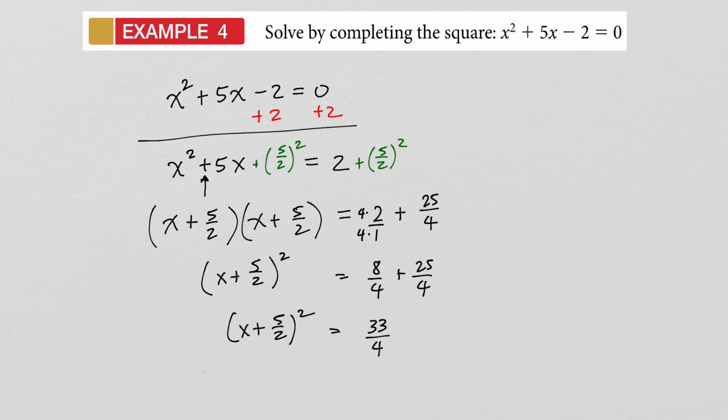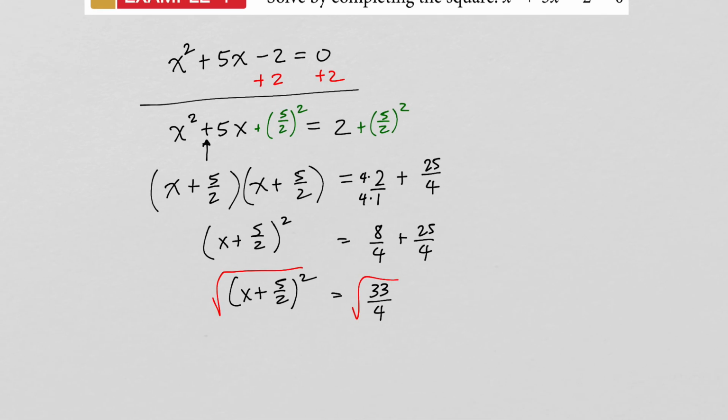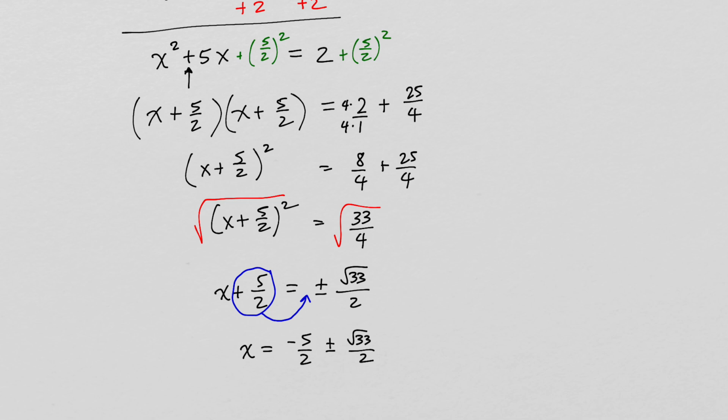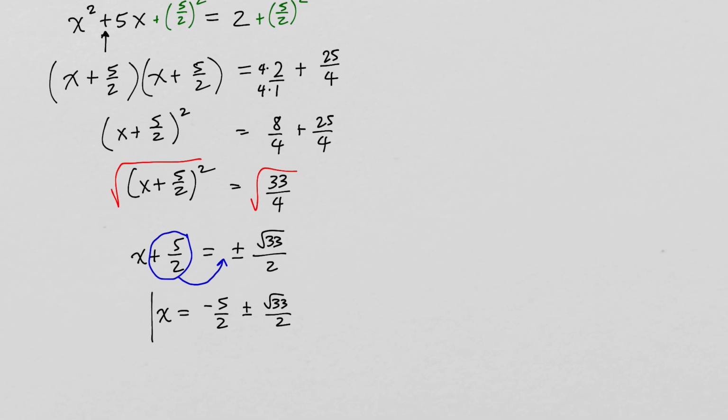All right, now, how do we solve for x? Well, let's go ahead and take the square root of both sides. So on the left-hand side, we're just going to have x plus 5 halves. On the right-hand side, don't forget you need to put plus or minus. And I have the square root of 33 divided by the square root of 4, but the square root of 4 is 2. And then for our last step, we're just going to subtract this in front here. And so that's going to give us x equals negative 5 halves plus or minus the square root of 33 over 2. And these are our answers.